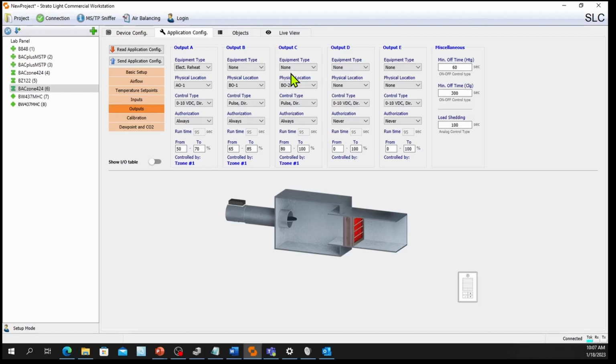Once the application config is set up, use the button to send the application config.